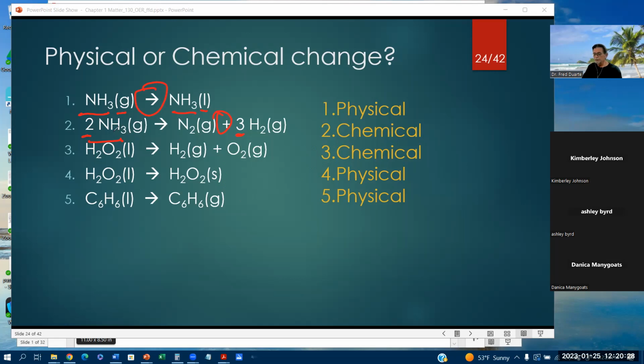Altogether, we have 6 hydrogens in ammonia. So you can see NH3, N2 plus 3H2.